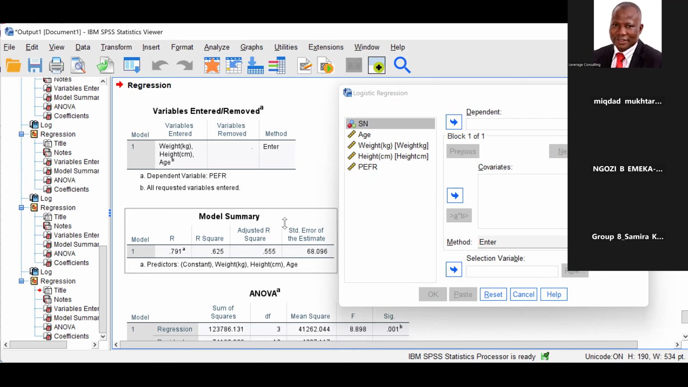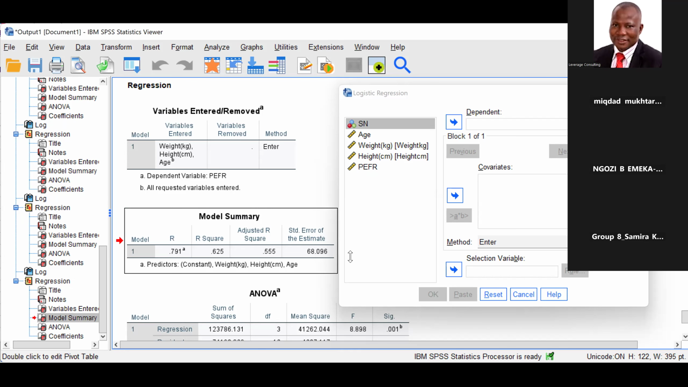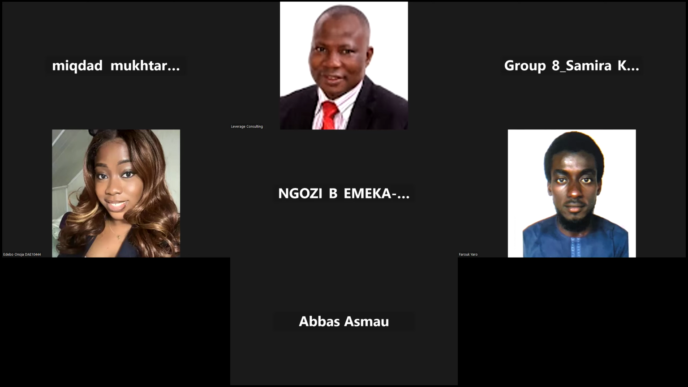Does it make sense? Any question? So for each of them, you can interpret their regression coefficient. Any question? So this regression issue, the more you do, the more you read about it, and the more you get to understand it. A little bit complex, something that once you conceptualize it, you can do it. Any question?